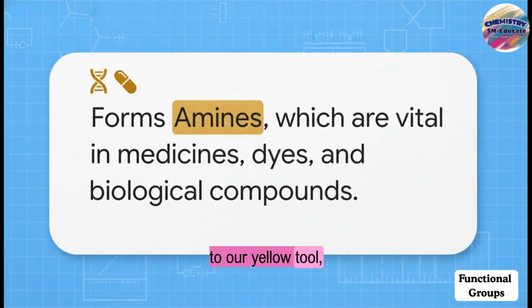Moving to our yellow tool, we have the Amino Group, written as -NH2. Organic compounds with this group are called amines. And this one is a real game changer because it perfectly bridges chemistry and biology. Amines are absolutely vital in making medicines, dyes, and basically a ton of essential biological compounds that are functioning right now inside your own body.